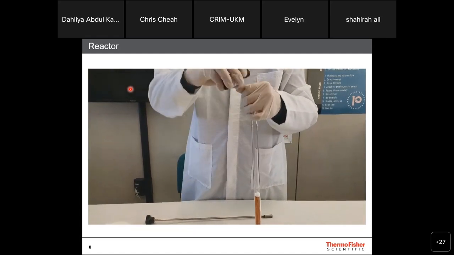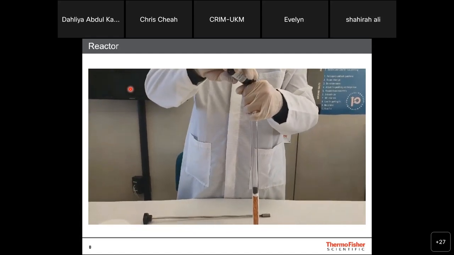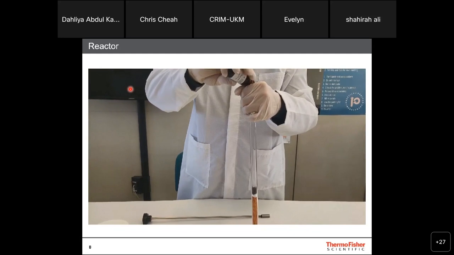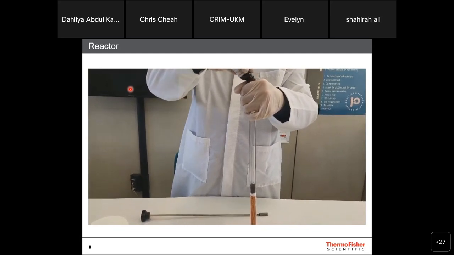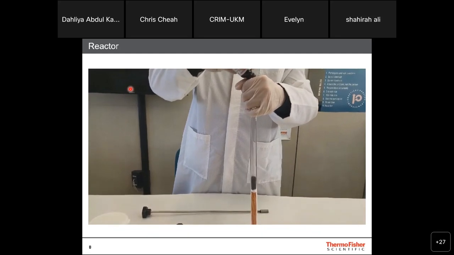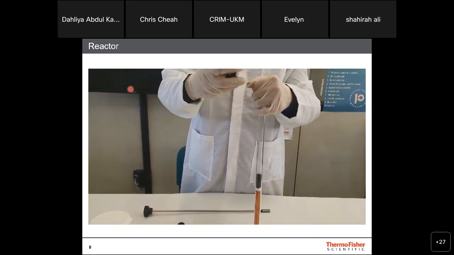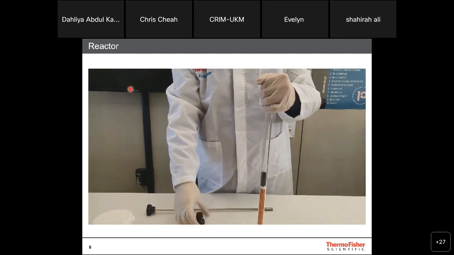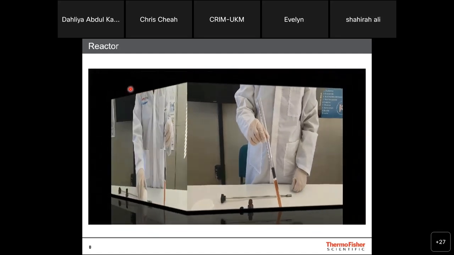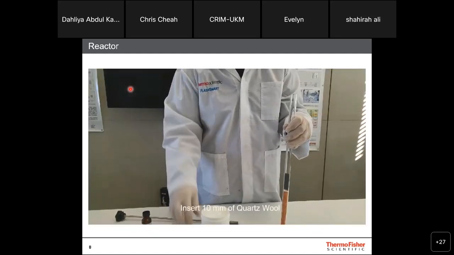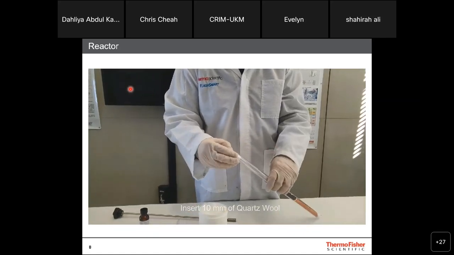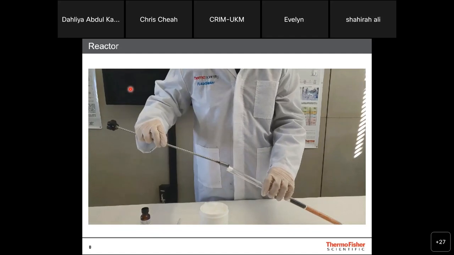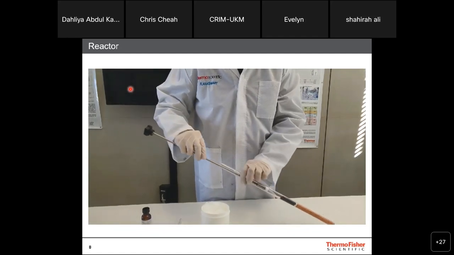So the copper oxide is needed on top of the electrolytic copper. If you are wondering whether there's a specific dimension or length that we need to follow, yes, to make sure that the combustion efficiency is there. Then finally, another 1 centimeter of quartz wool.